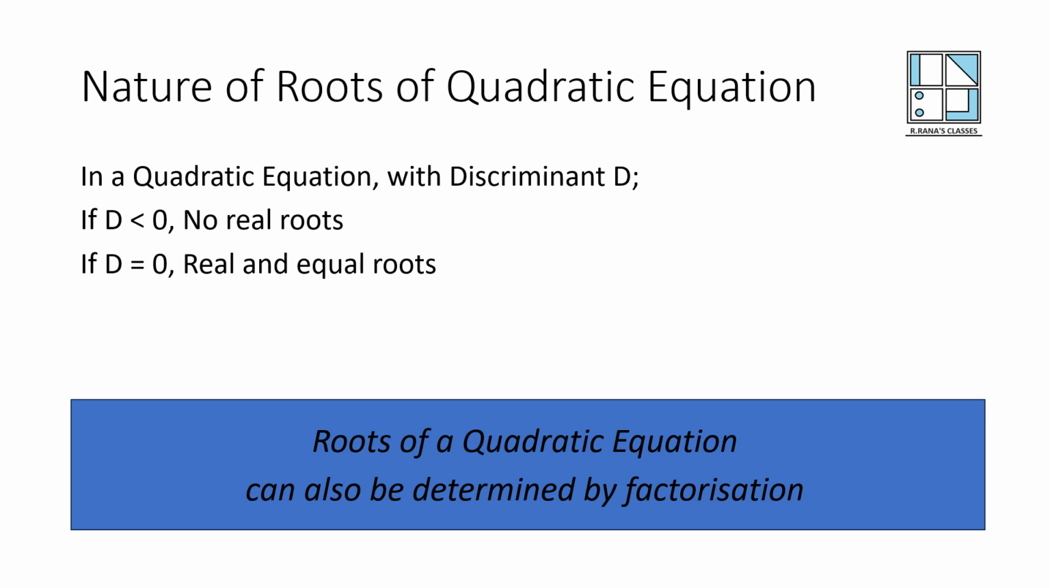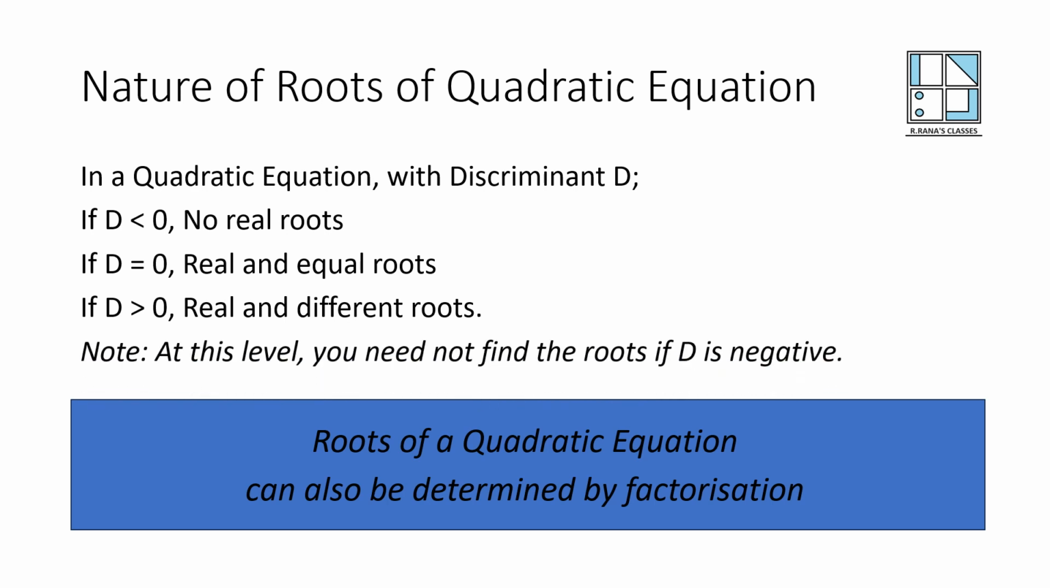A quadratic equation can have at the most two roots. At the most two roots means it can have no real roots, it can have both roots equal, or it can have different roots if d is greater than 0. If d is greater than 0, both roots will be real and different. At this level as we first calculate d, and if we find d to be negative, we need not calculate the roots of the equation. In fact, we won't get the roots of the equation because square root of a negative number is not real.